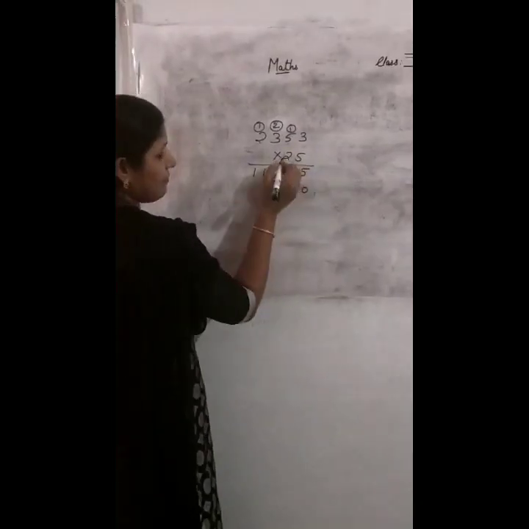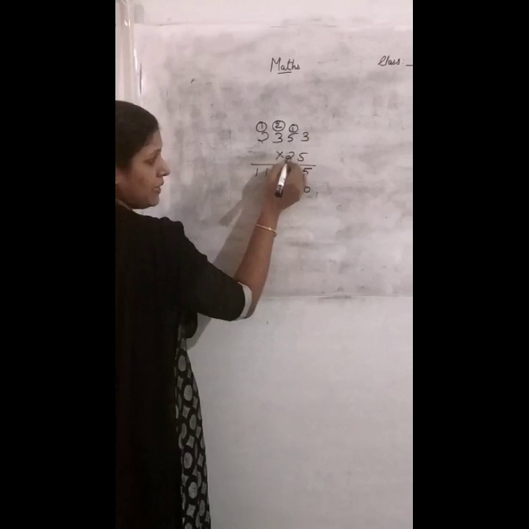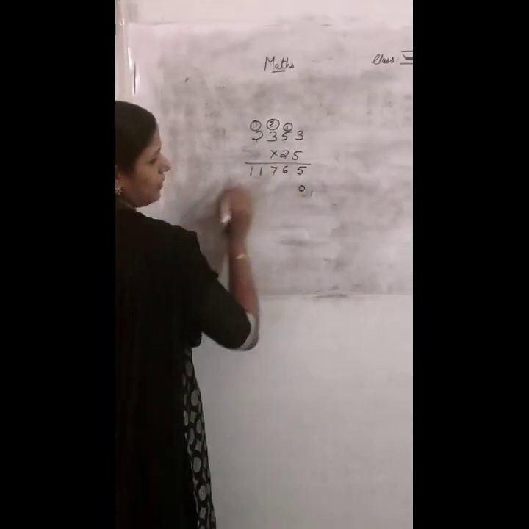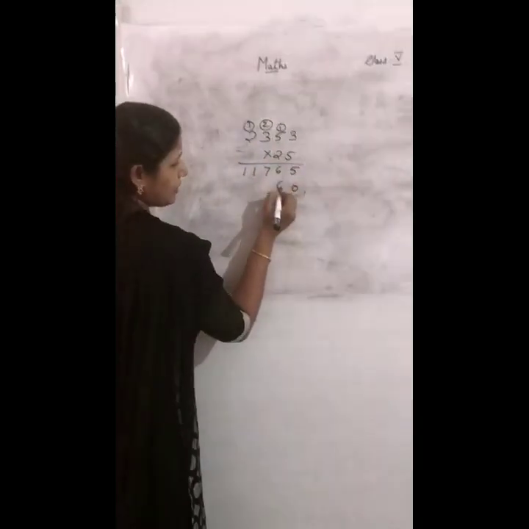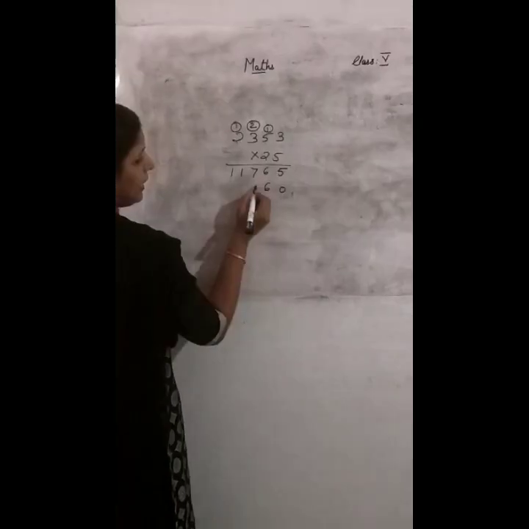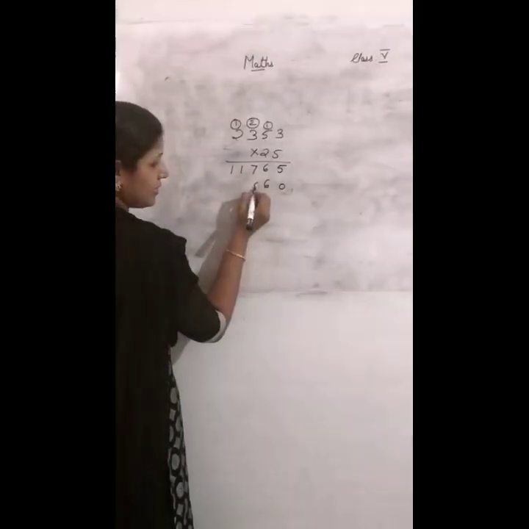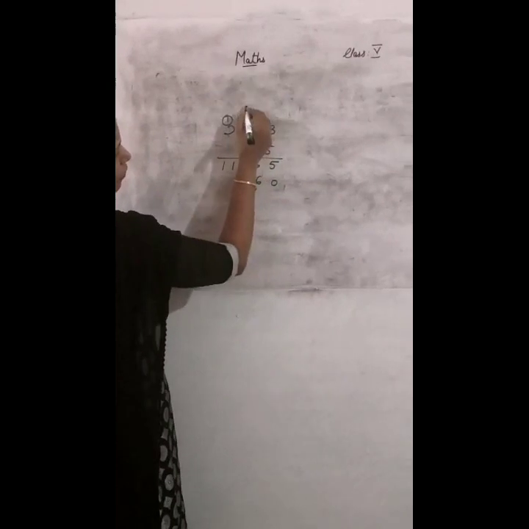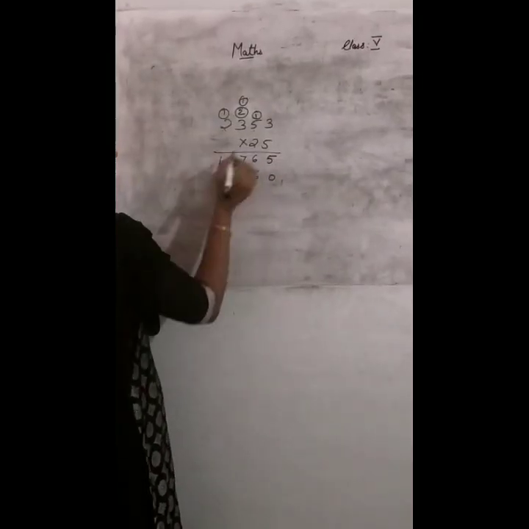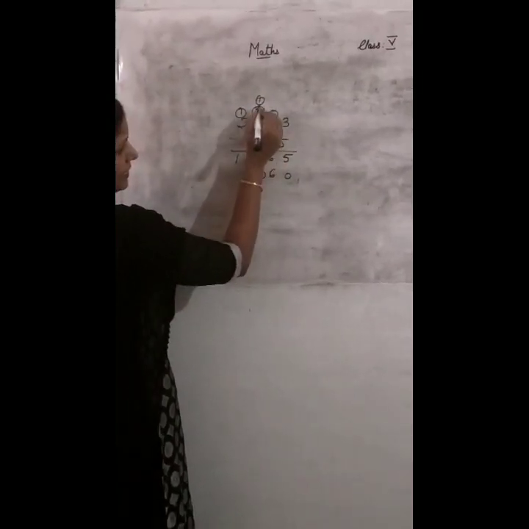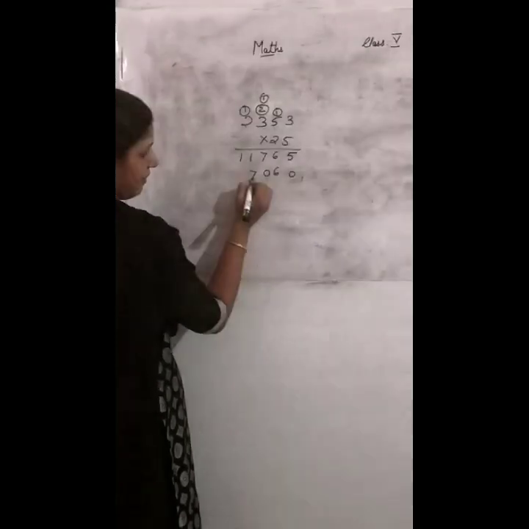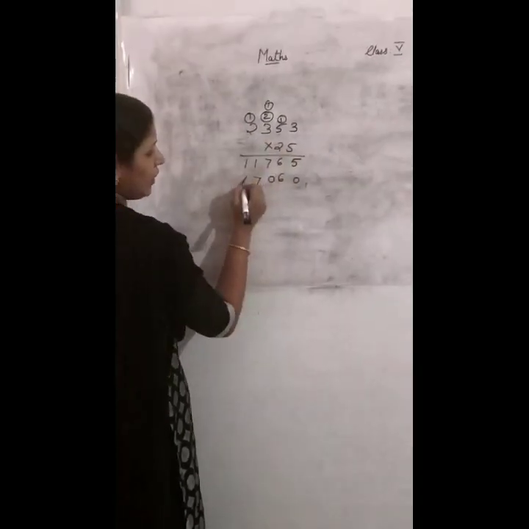Then next we take this 2 to multiply throughout this number. That is 2 3s are 6, 2 5s are 10. We write 0 here and 1 carry over here. Then 2 3s are 6, 6 plus 1, 7, and 2 2s are 4.